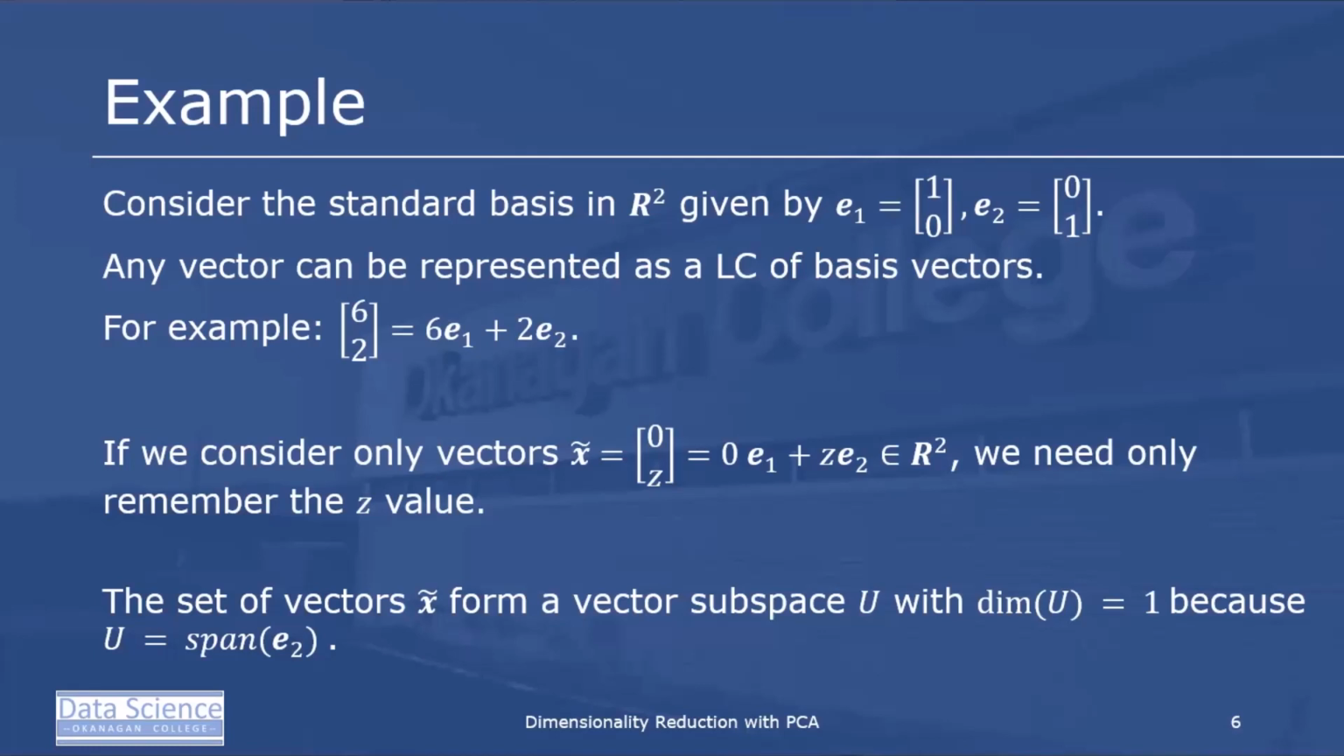However, by doing this, we only need to remember the z value. The dimension of the vector space corresponds to the number of the basis vectors. In this case, we've got it down to one basis vector. More precisely, the set of vectors x̃ with the standard vector addition and scalar multiplication forms a vector subspace U, where the dimension of U is equal to 1 because U is equal to the span of e2.